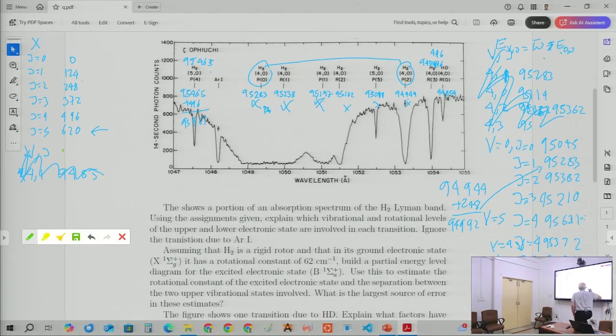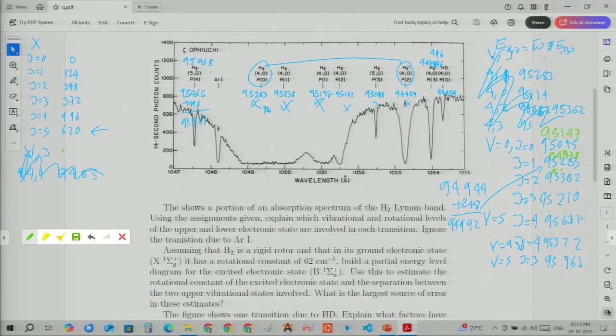For J equals 0, we have 95147. Okay. For J equals 1, we have 94978. That sounds like it's going the wrong way to me. For J equals 2, it's 95531. For J equals 3, it's 95554.